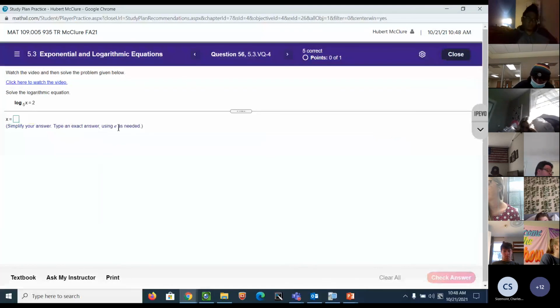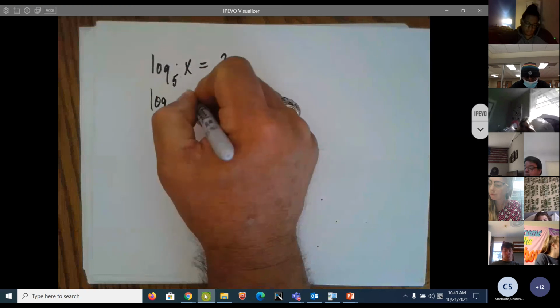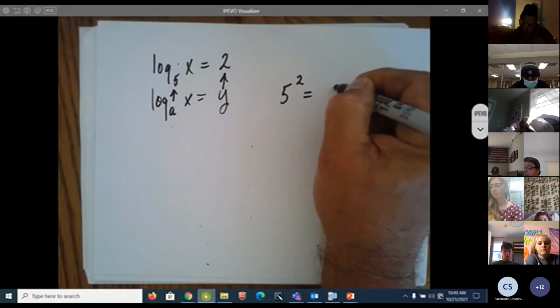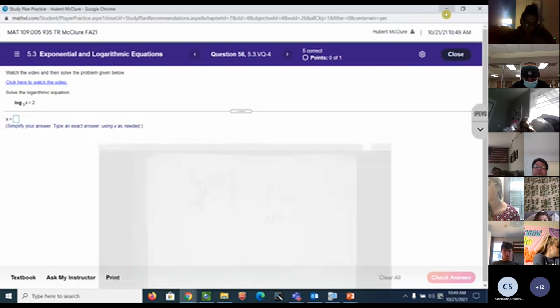Log base 5 of x is equal to 2. Well, that one's already in the definition of a logarithm. All you got to do is just bring it out. So y is equal to log base a of x. So that's going to be 5 to the second power is equal to x. That should be 25.